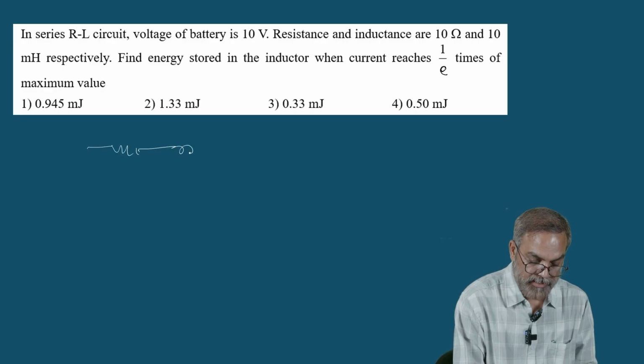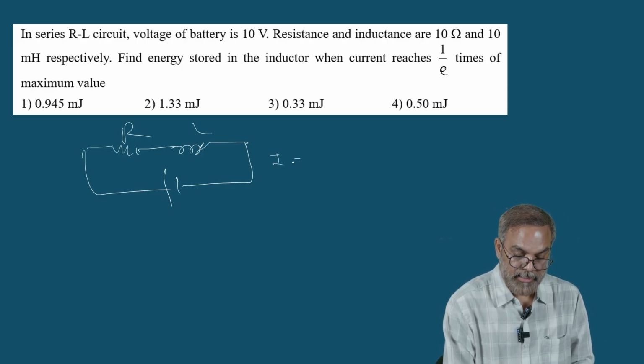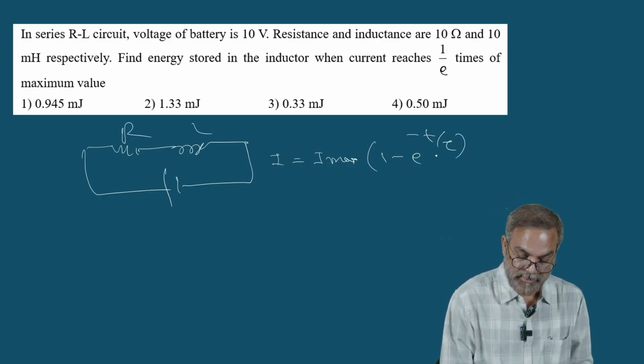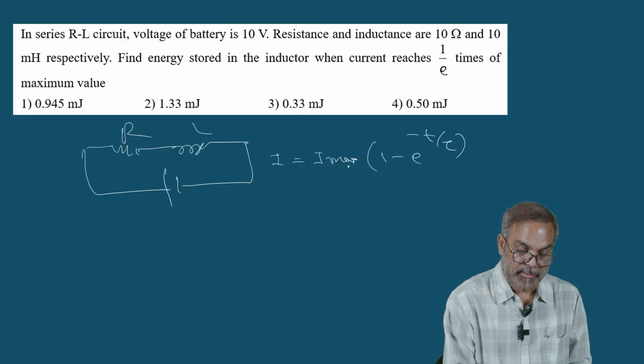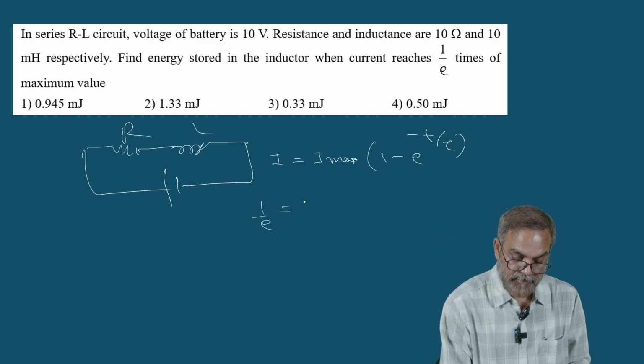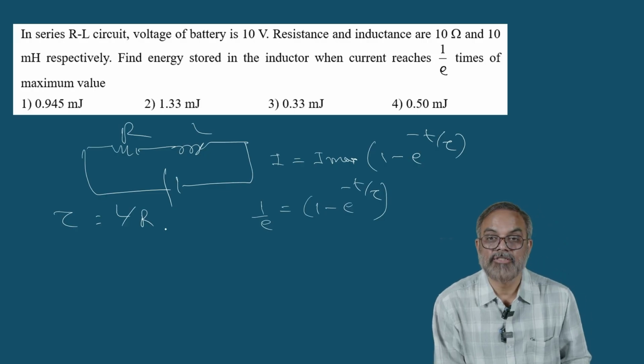So I hope we are familiar with the few results. We have resistance, we have inductor, and if we connect it to a battery, we know that current will grow, and the equation is I is equal to I maximum into 1 minus e to the power minus t over tau. So we understand the meaning, and it is given in the question that when current reaches 1 by e times, this is 1 by e, and this becomes 1 minus e to the power minus t by tau. Tau is L by R. Anyway, let's not solve it right away.